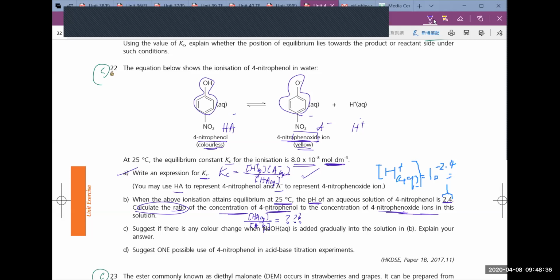Now, good. You are going to change pH to hydrogen ion concentration. 10 to the power minus 2.4, which is 4.0 times 10 to the power minus 3 mole per dm cube. So you use this data for further calculations. How? You put this Kc value into the calculations, right? Kc is equal to, can you get my point? 4.0 times 10 to the power minus 3 times A minus concentration over HA concentration equals 8.0 times 10 to the power minus 8.